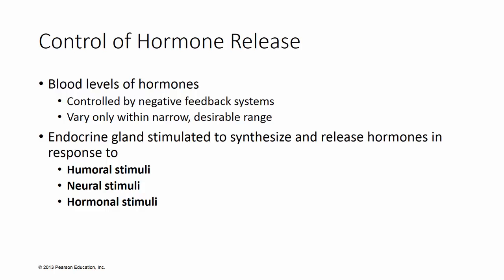So when we think about what controls hormone release, it's how much is in the blood, okay? So blood levels of hormones are going to be controlled by negative feedback mechanisms. We want to control how much hormone is in the blood, and we do that using typically negative feedback. Again, I never say never, so there are some positive feedback mechanisms. Hormone levels don't vary a whole lot. There's kind of a very narrow range that we maintain our hormones to stay in hormonal balance.